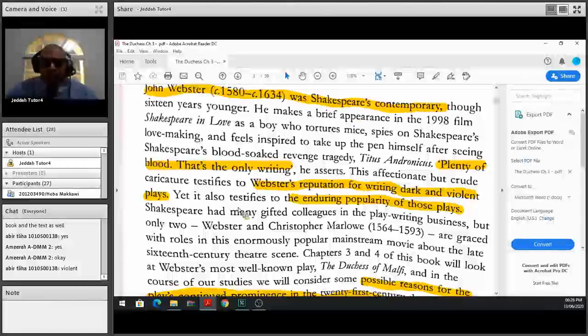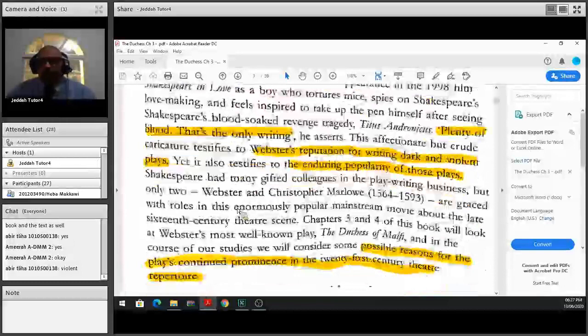So Webster's reputation for writing dark and violent plays is always foregrounded. Whenever his name is mentioned, these are the associations that come readily to mind whenever we talk about John Webster. It's all bloodletting and bloodshed, revenge, revenge tragedies.